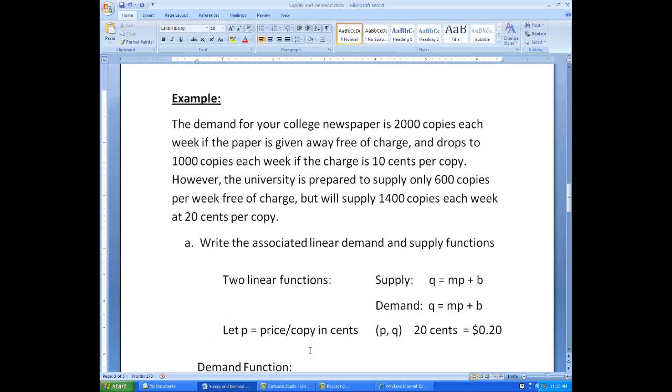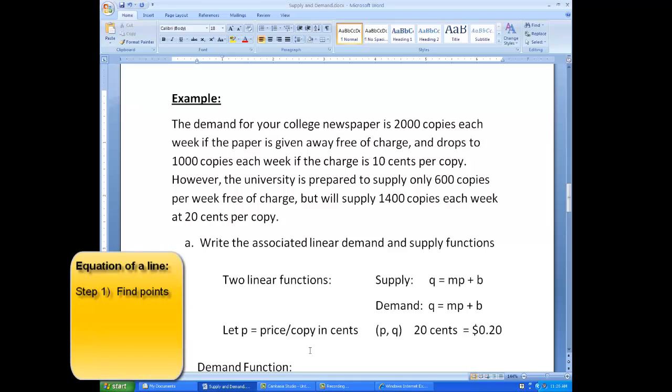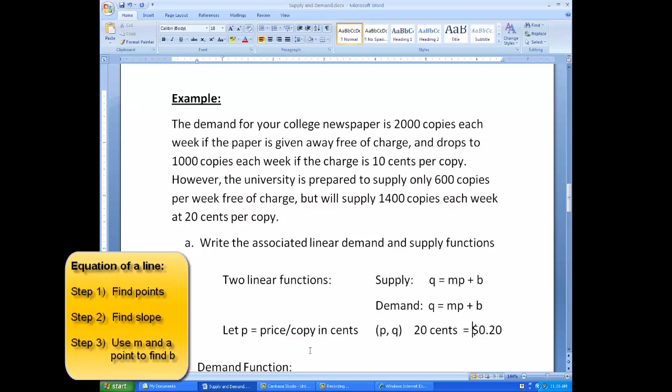Whenever we're trying to find the equation of a line, we have three basic steps. First, we have to find the points that we're given. Second, we need to use those points to find the slope. And finally, we need to use the slope and one of the points to find the y-intercept. So first we find the ordered pairs, the p and the q. Then we use those to find the m. And finally, we use the m and one of the points to find the value of our b.